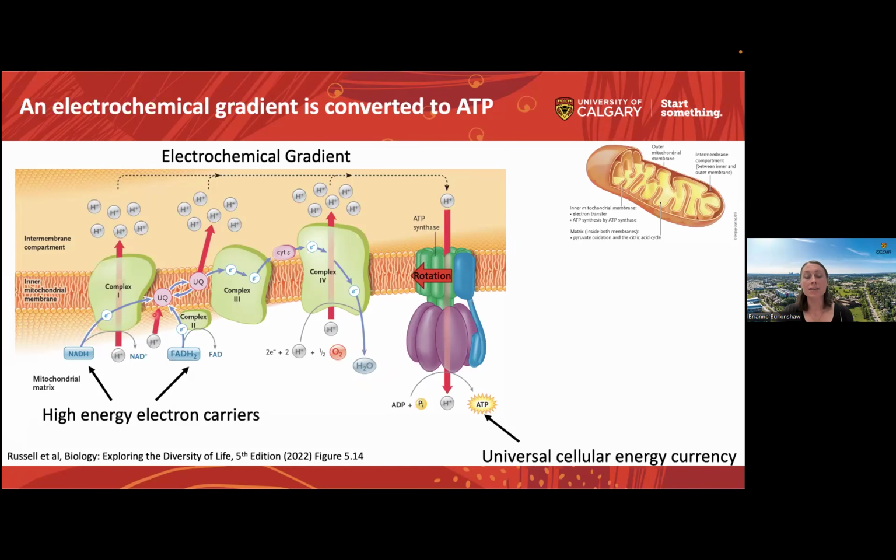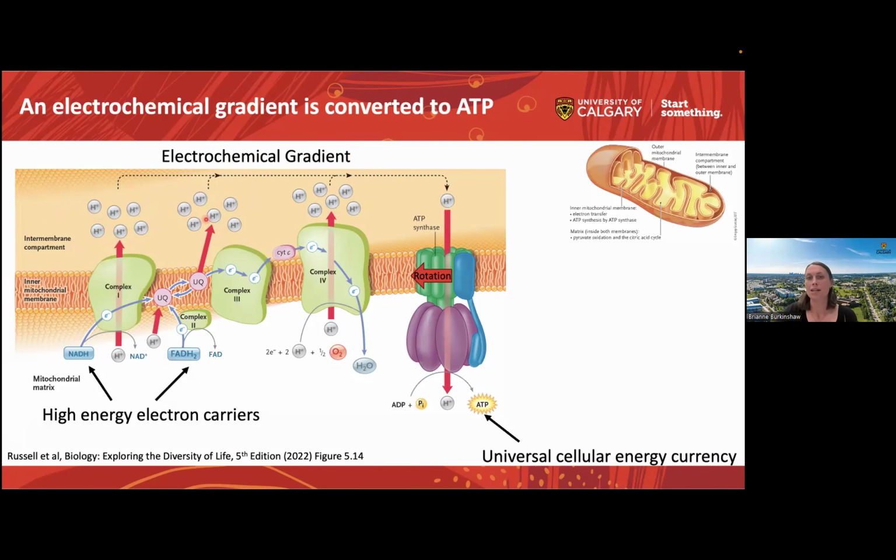Because this series of electron transfers is a spontaneous process that releases free energy, that free energy is used to create an electrochemical gradient. These components of the electron transport chain use that energy from the electrons to pump protons into the intermembrane compartment. These protons are not able to diffuse back through the membrane. This membrane is really hydrophobic. It hates water. It hates charges. These charged protons can't move back through. So we've created an electrochemical gradient, with lots and lots of protons that have this charge associated with them.